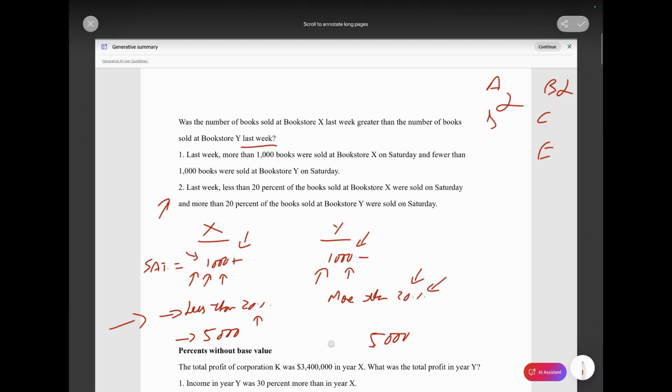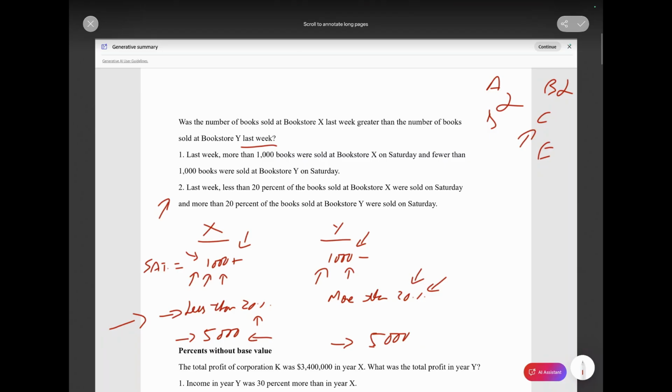So while the number is 5,000 in both cases as per the calculation, as per my understanding which I've explained to you, for bookstore X the number of books will be greater than 5,000. For bookstore Y, the number will be less than 5,000. So I'm getting a unique answer. I know X has sold more books than Y has sold. So C will be the answer to that question.